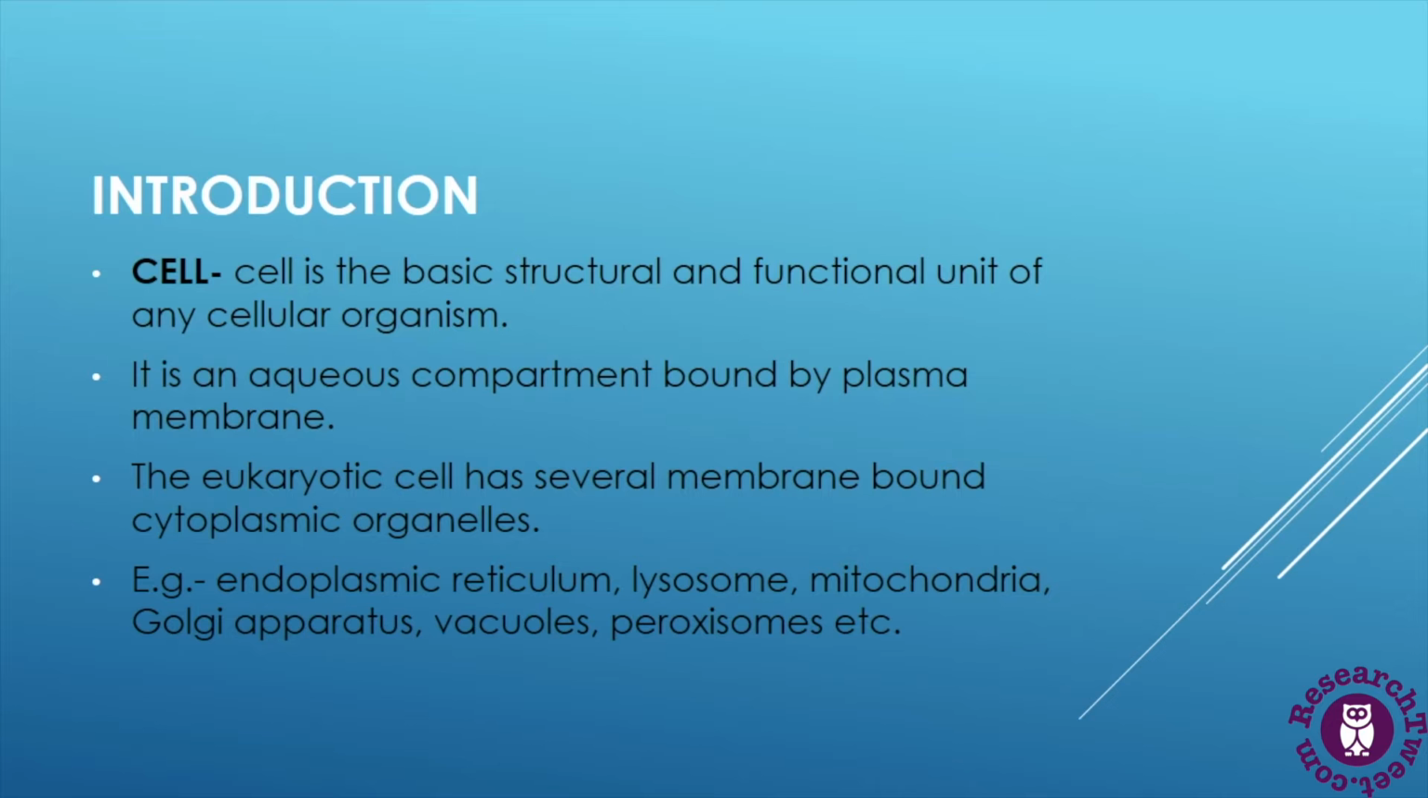So inside the plasma membrane there is an aqueous solution which is called cytoplasm, and all the organelles are embedded in the cytoplasm and are called cytoplasmic organelles. So basically there are several types of cytoplasmic organelles like endoplasmic reticulum, lysosome, mitochondria, Golgi apparatus, vacuoles, peroxisomes and many others. So in this video we are going to discuss the peroxisomes in detail.